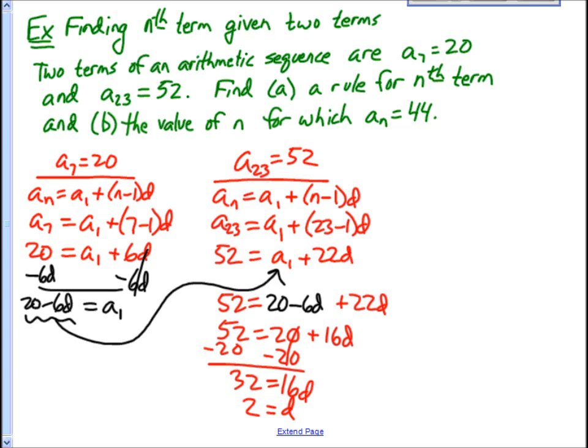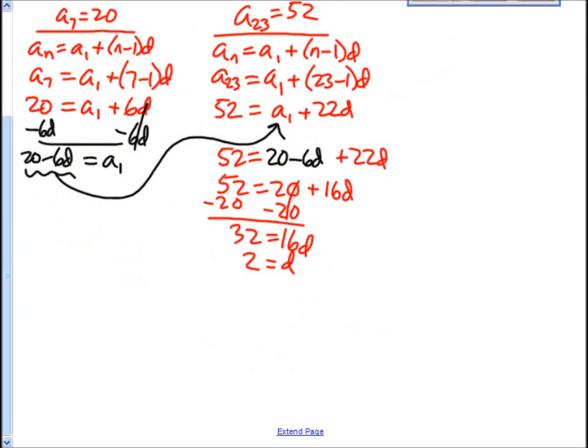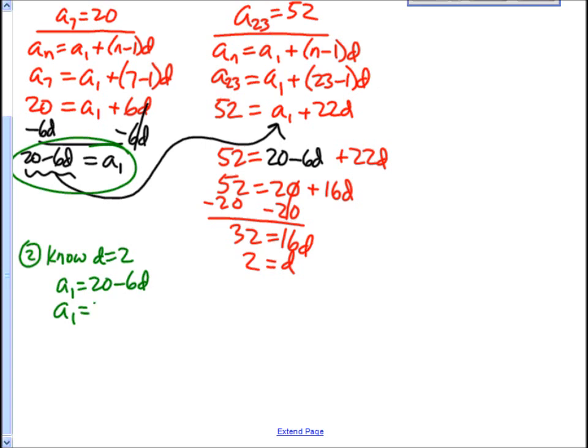Great, we know that. d is 2 now, and once we have that, let's go to step 2 here. Now we know d is 2. So I'm going to use this, and how about that one right there? a1 is 20 minus 6d. So now I can find my first term. I need my first term, and I know I need my d to write the rule. So we got 20 minus 12. We got 8. So our first term is 8.